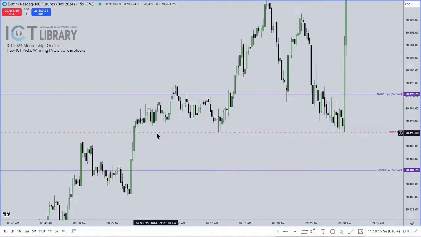Now again, the new week opening gap is the difference between 4:59's closing price on Friday, Eastern Standard Time, to 6 p.m. Sunday, Eastern Time's opening price. And the halfway point between those two price points is this little dotted line right here, which is consequent encroachment. So we see it fail to get to it initially here, and then it drops down outside of the new week opening gap. Does that mean it's going lower? No. Then the market rallies back up and trades to the high of the new week opening gap.